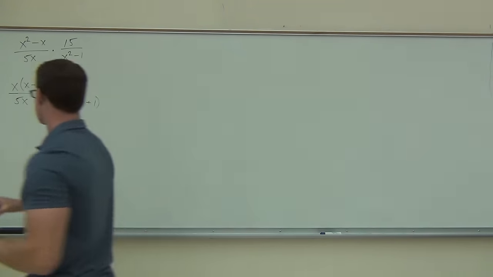I know 21 doesn't factor, but the other two should factor. What factors out of my 7x minus 14? So we're going to get x minus 2. The other thing we're going to factor out is a 3. We'll get 3x minus 4. And now we can start the good part of simplifying some common factors.